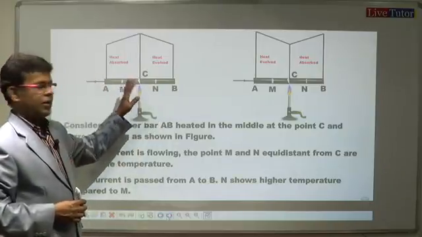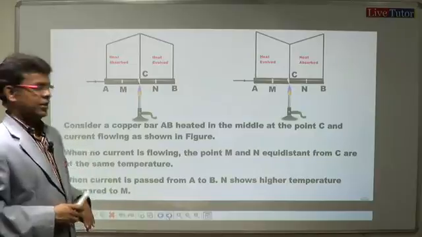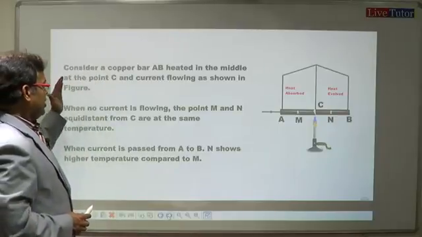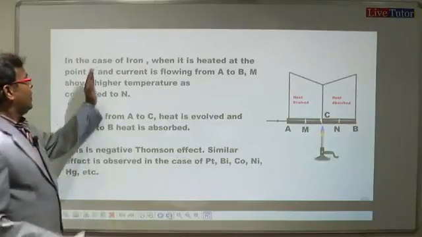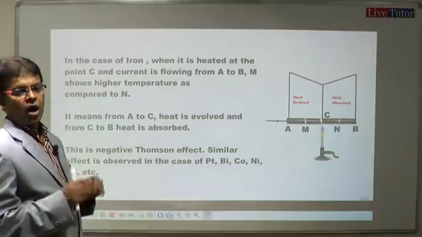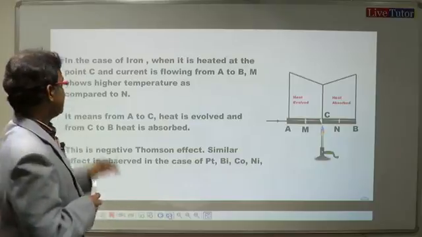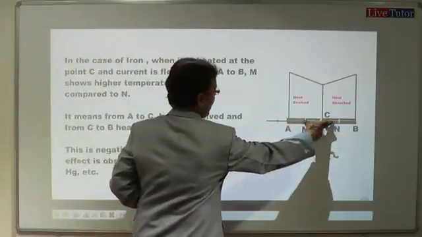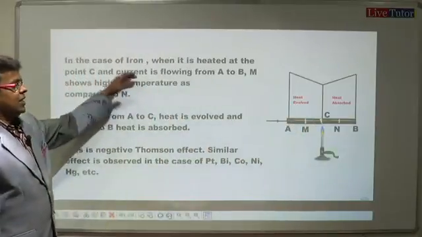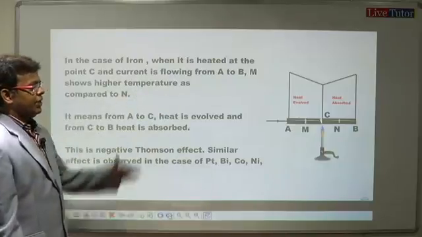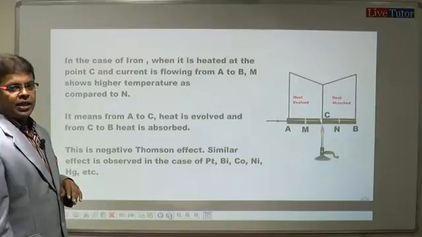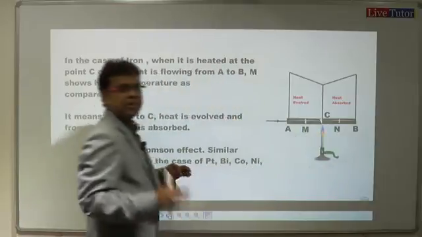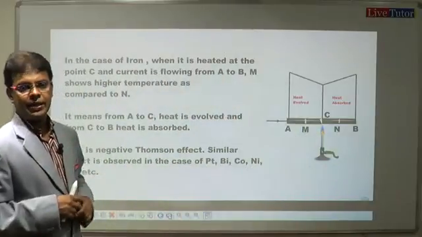So current போகும்போது N is showing higher temperature. When current is not flowing, both M and N are at the same temperature. Okay. Now in the case of iron, instead of copper, I am taking iron. Right? When it is heated at the point C, the current is flowing from A to B. இப்போ copper க்கு பதிலா iron rod எடுத்திருக்கேன். இந்த iron rodல when it is heated at the same point C, when the current is flowing from A to B, என்ன ஆகுது இங்க? Earlierல copperல N அதிகமா இருந்த temperature, இப்ப என்ன ஆகுது? M is showing higher temperature when compared to N.